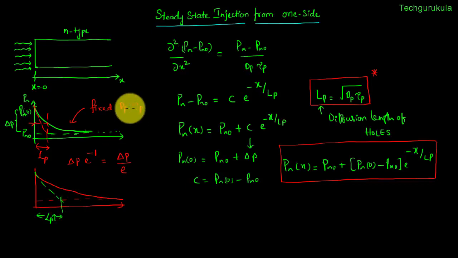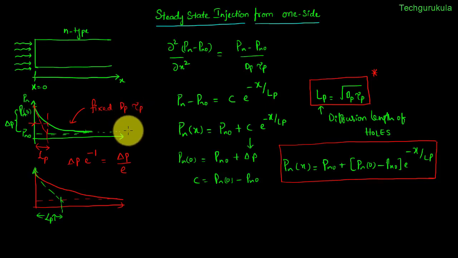And the same thing with tau p. Tau p tells the average lifetime of holes in n-type semiconductor. If the lifetime has increased, let's say tau p is increased, which means the lifetime of holes increased, so they travel more distance before they get recombined. As a result, the curve would again become such that Lp would increase. So we can say Lp depends on both Dp and tau p.